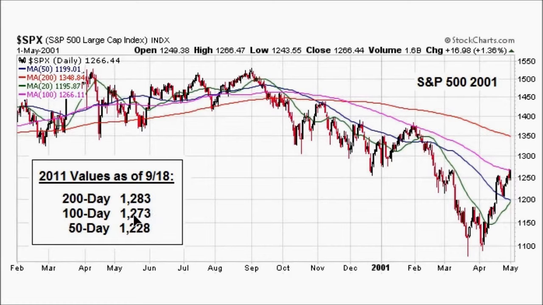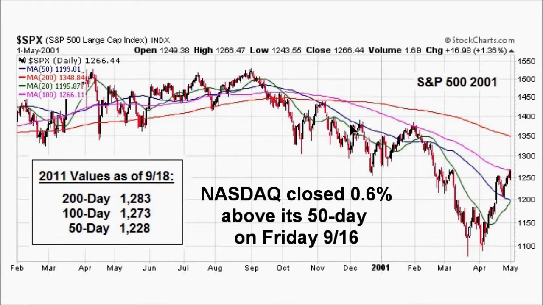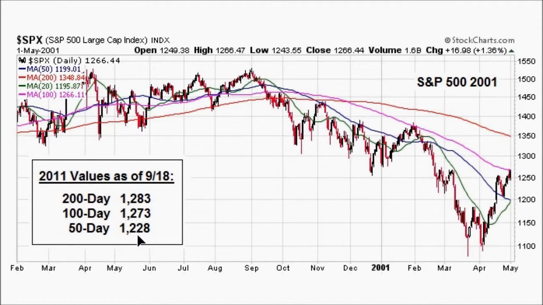Currently, the 100-day moving average on the S&P 500 in 2011, as of 9/18, the 100-day, which is this pink line, sits at 1273. You can also see in a bear market that the blue line, which is the 50-day moving average, often acts as resistance. 50-day resistance, 50-day resistance. 50-day in 2011 sits at 1228. So these are figures to watch next week or in the coming week.